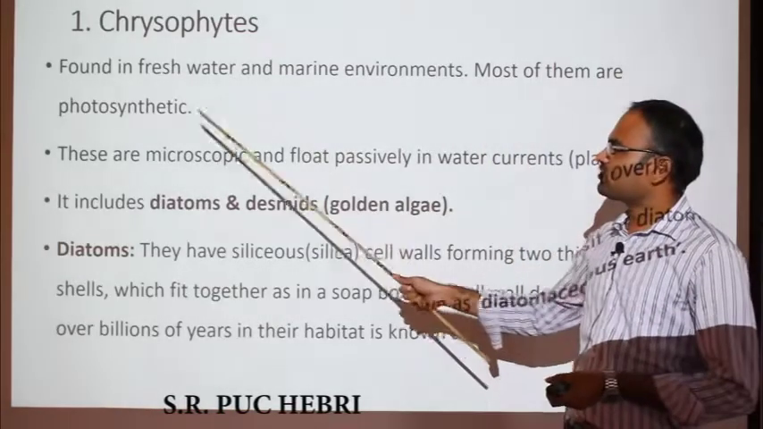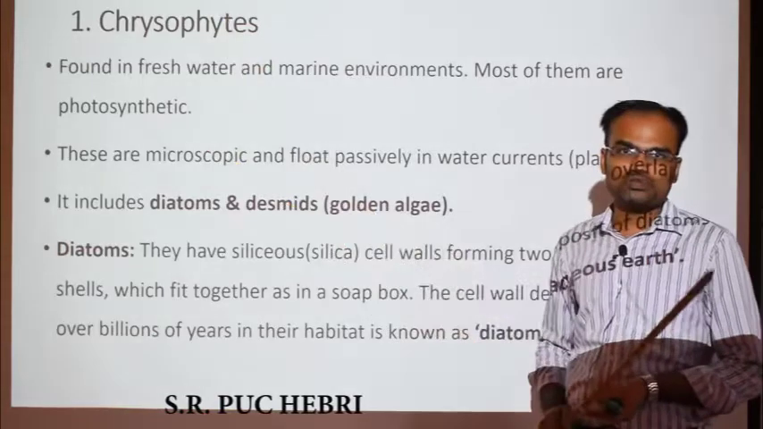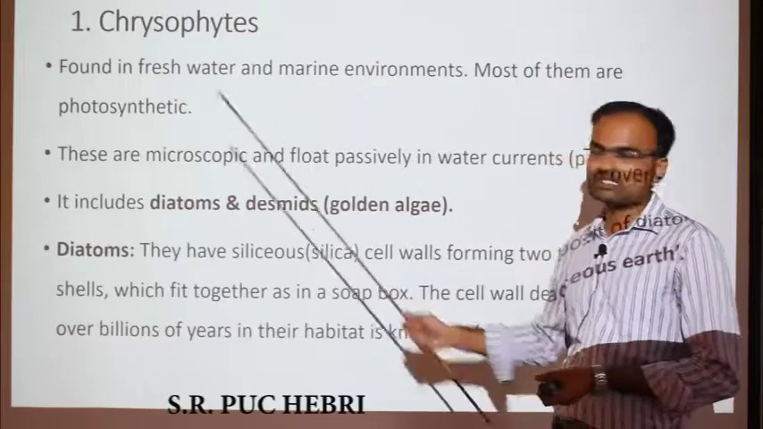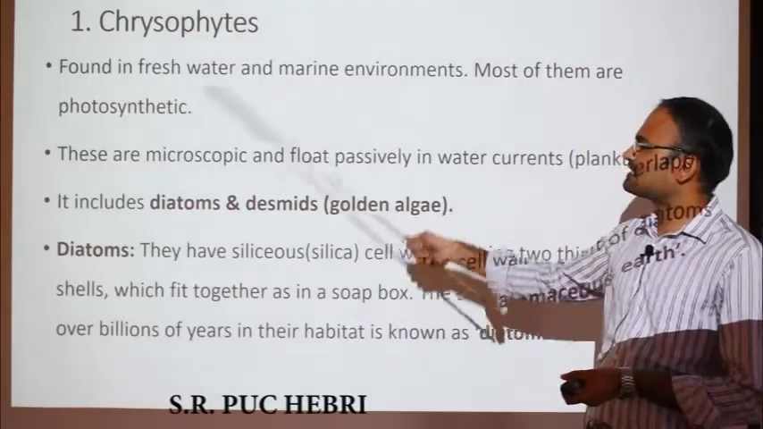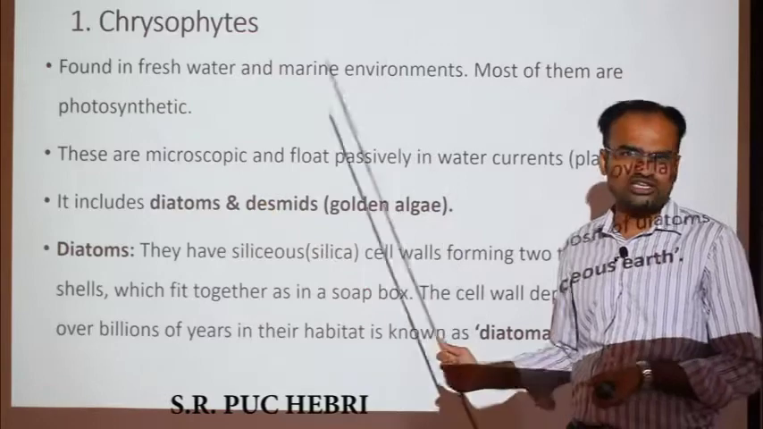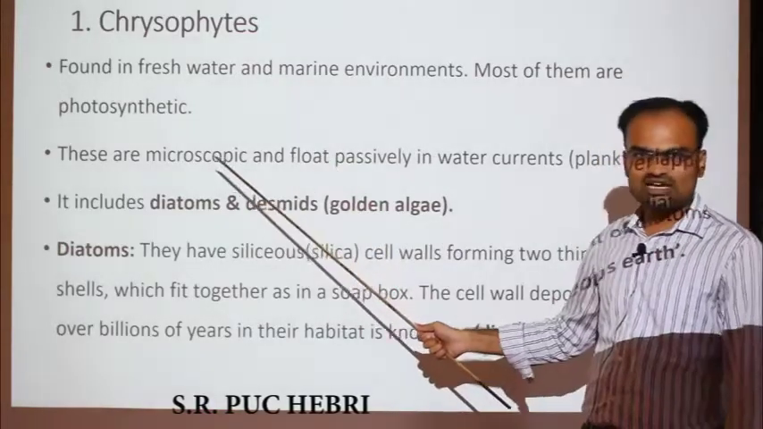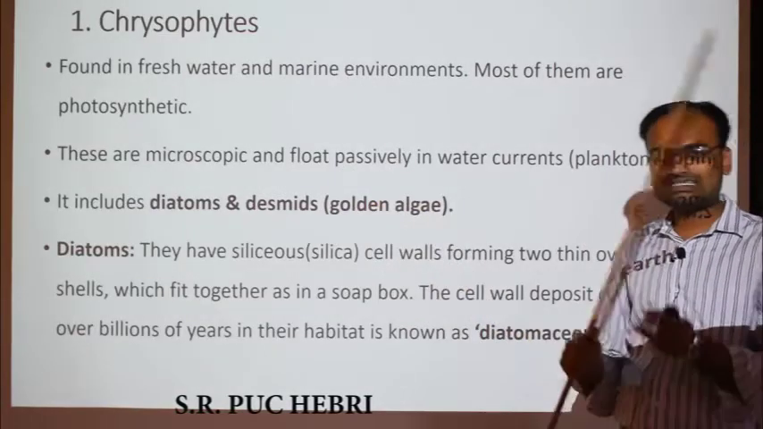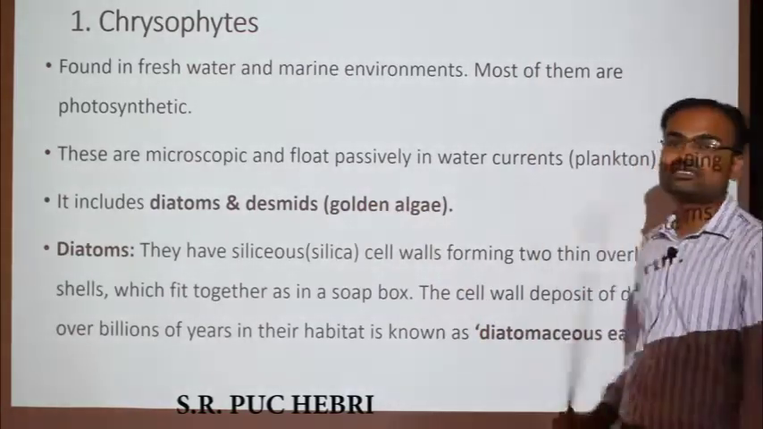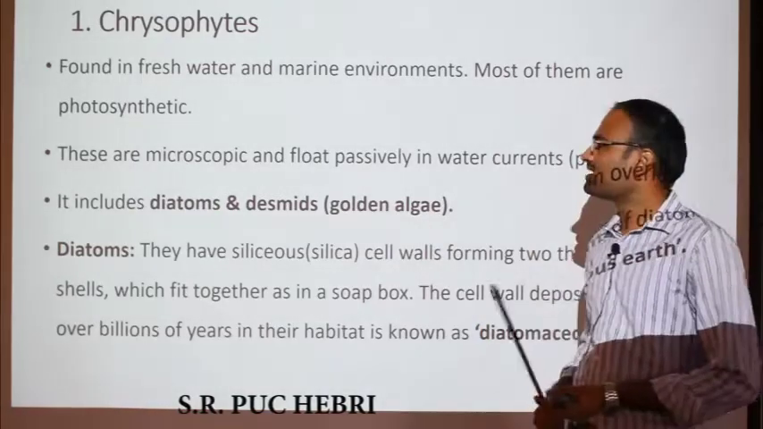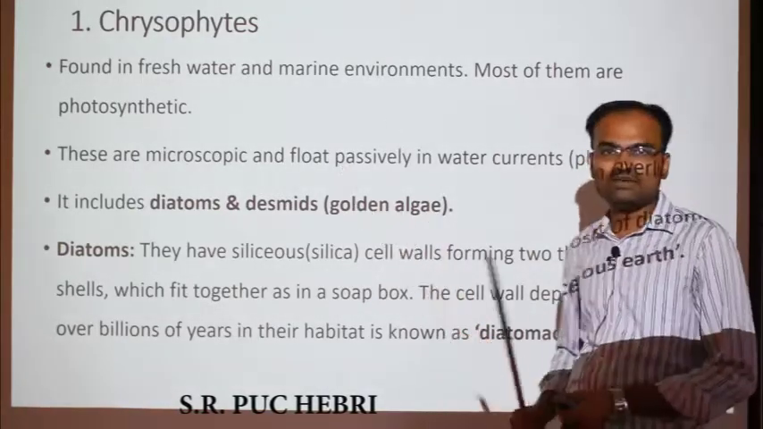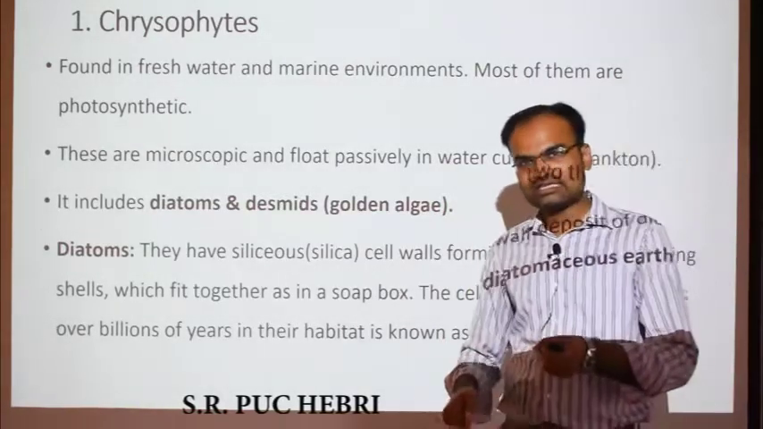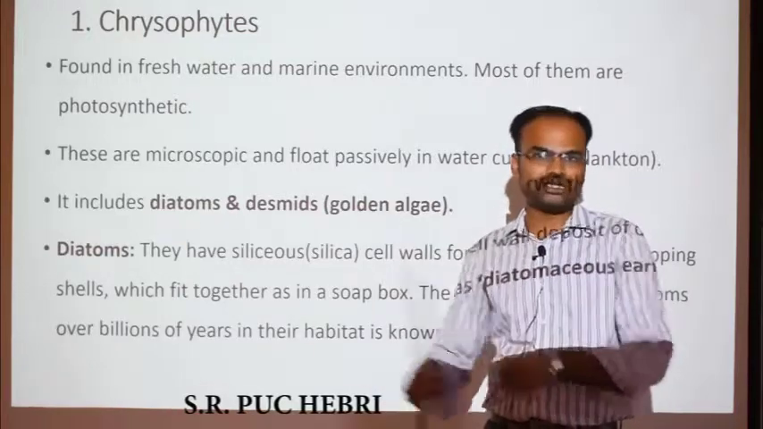So if they are photosynthetic, what does it mean? They are autotrophs. They possess photosynthetic pigments which are helpful for the photosynthesis process. And these are microscopic, as we already know, all are unicellular. That's why they have to be microscopic and float passively in water currents. That type of organisms we call plankton or planktonic. What does it mean? They are floating passively. See, in order to swim in the water, any aquatic animal has to spend energy, isn't it?